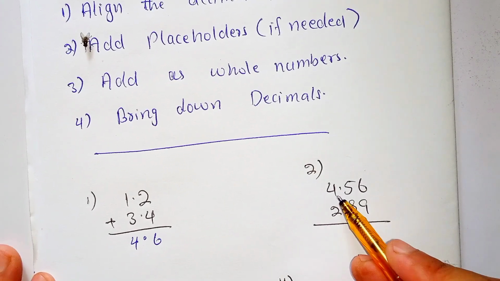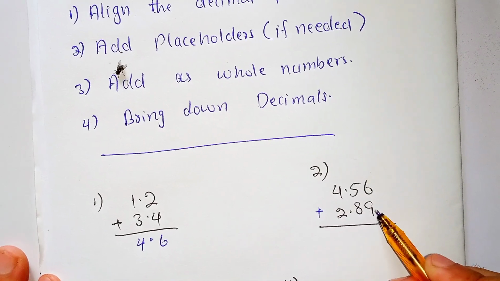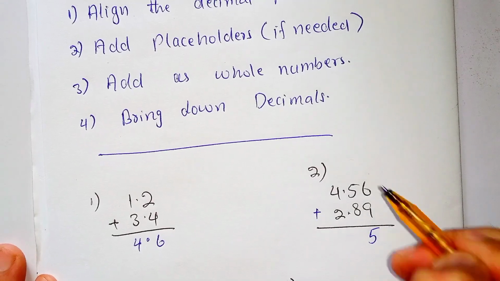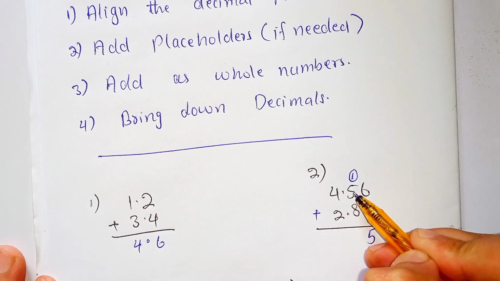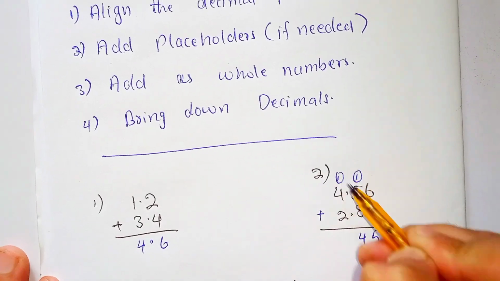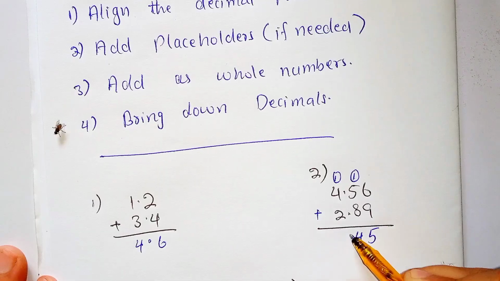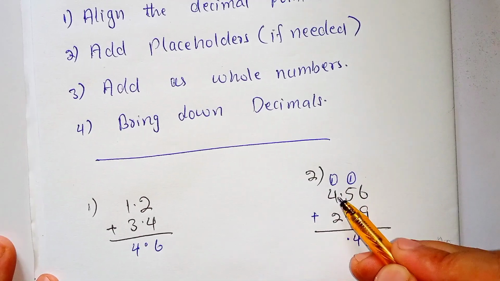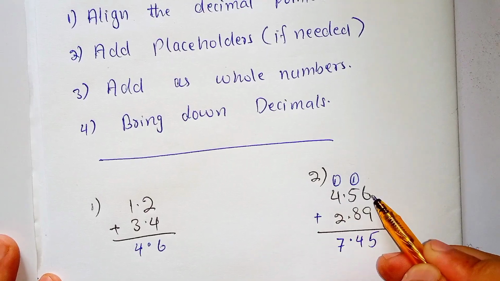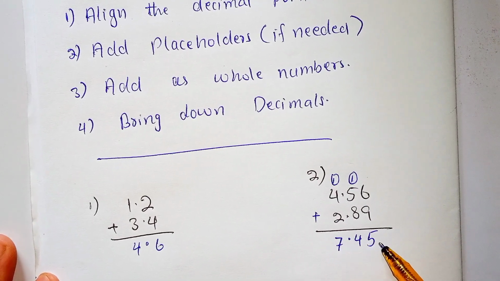In this example, 4.56 plus 2.89. So 6 plus 9 is 15, right? 5 carry 1. 1 plus 5 is 6 plus 8 is 14, right? 4 carry 1. Here we see that there are decimal points, so bring down the decimal point. Right? 1 plus 4 is 5 plus 2 is 7. Right? So 4.56 plus 2.89 is equal to 7.45.